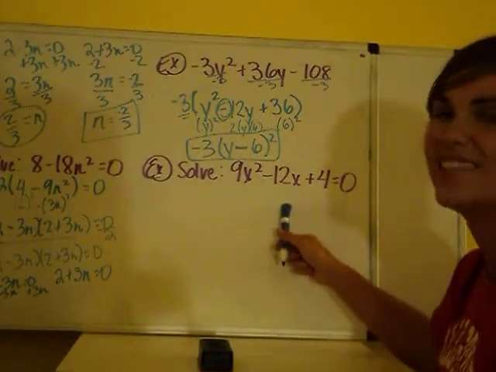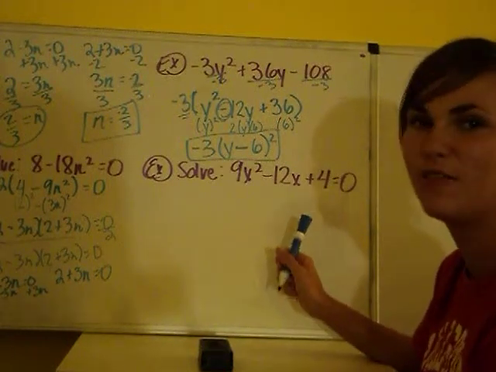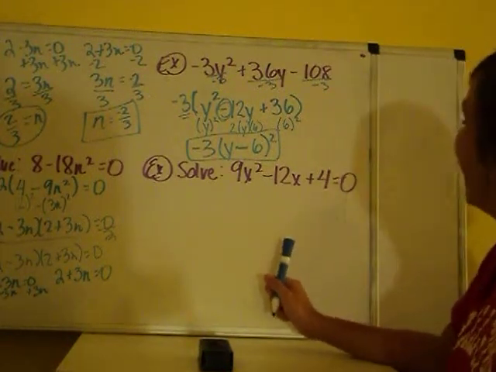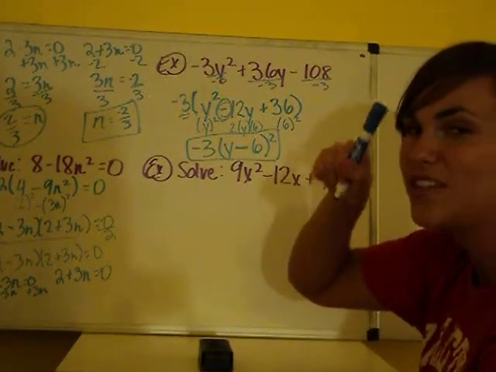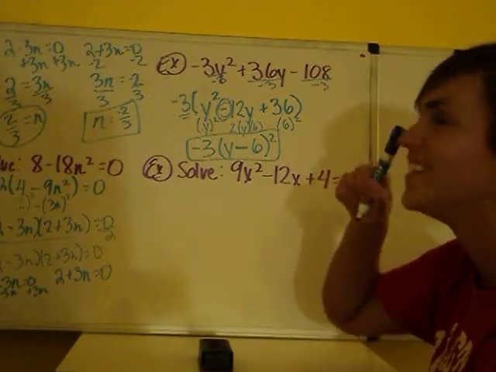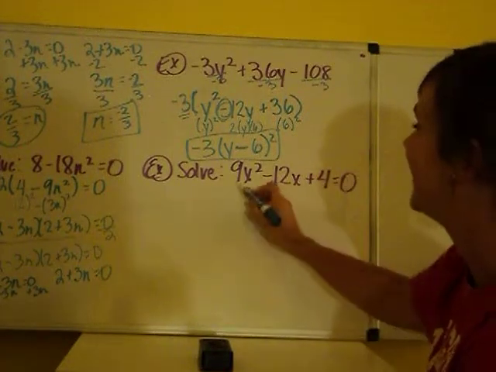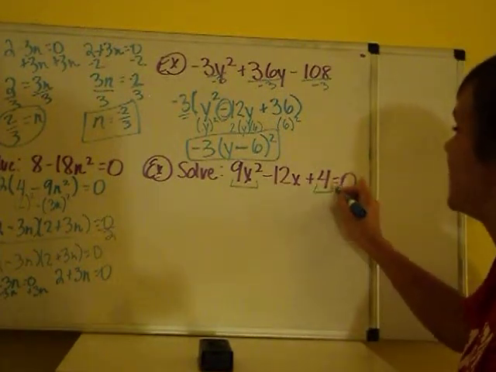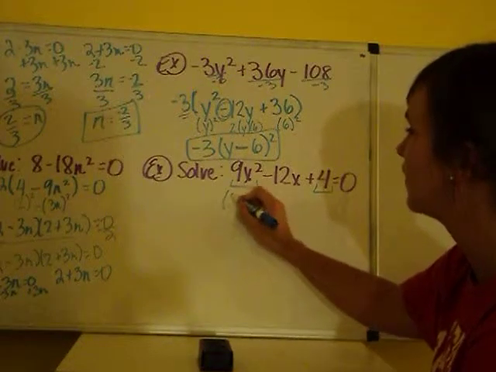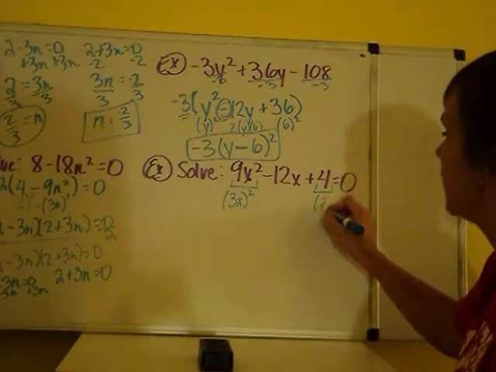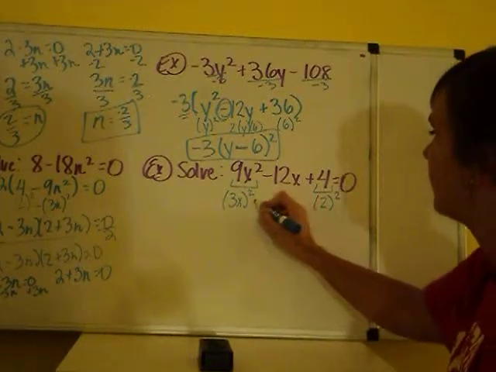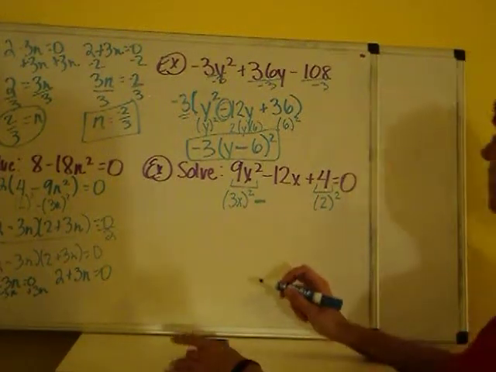Alrighty, last one, then we'll be done for this lesson. Okay, start training your eyes. Do you see perfect squares? Yes. Okay, this is a perfect square, this is a perfect square. What is being squared here? I have a 3 and an x. And what is being squared here? I have a 2. Minus, so we're going to get a minus here.